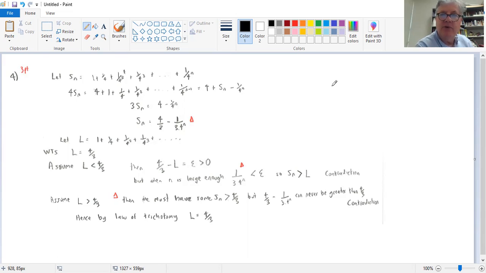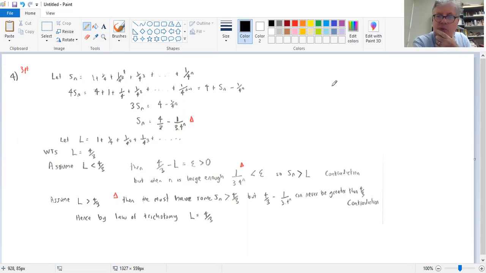Okay, so that means we can solve that for Sn. We get 3Sn equals 4 minus a quarter to the n. So the sum up to 1 over 4 to the n is 4/3 minus 1 over 3 times 4 to the n. Okay, so we want to find out what this limit is. We want to show that the infinite sum is 4/3.